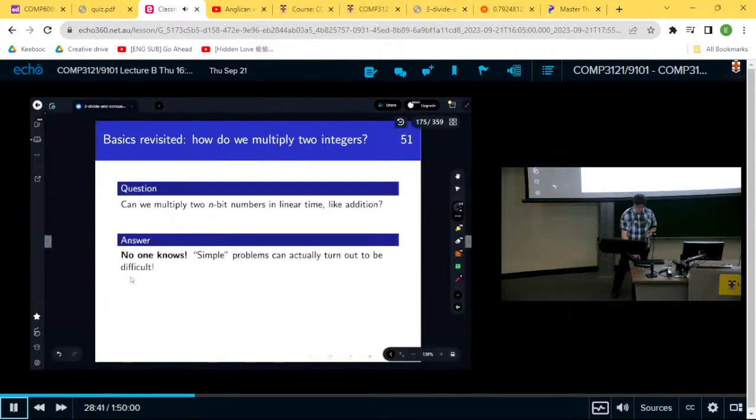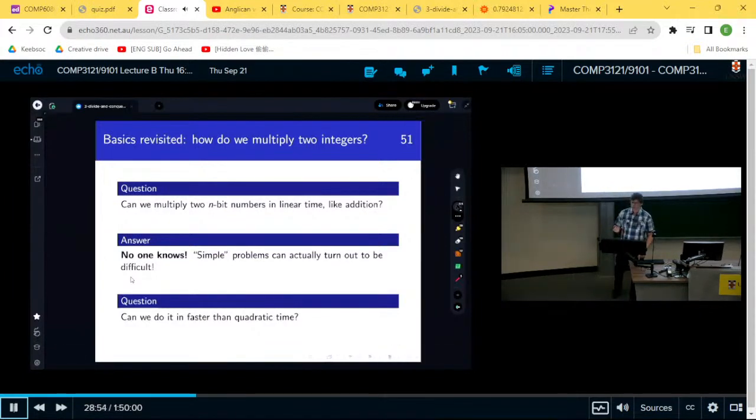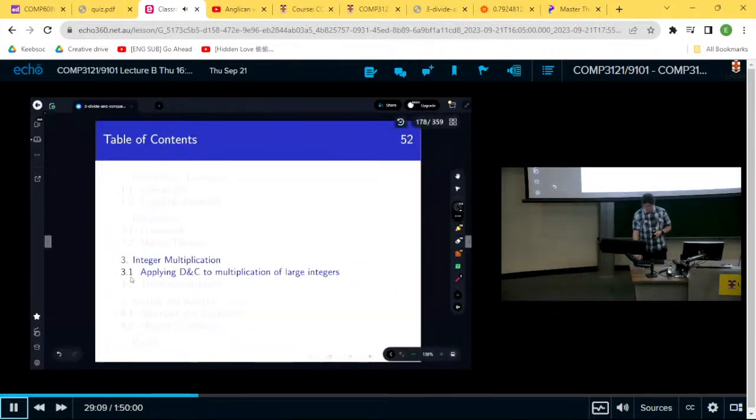So that actually led to... Okay, so nobody knows how to do this in linear time. There's an obvious question: can we now do faster than quadratic time or not? There doesn't seem an obvious lower bound. This is the divide and conquer lecture, so maybe you can give it a try.